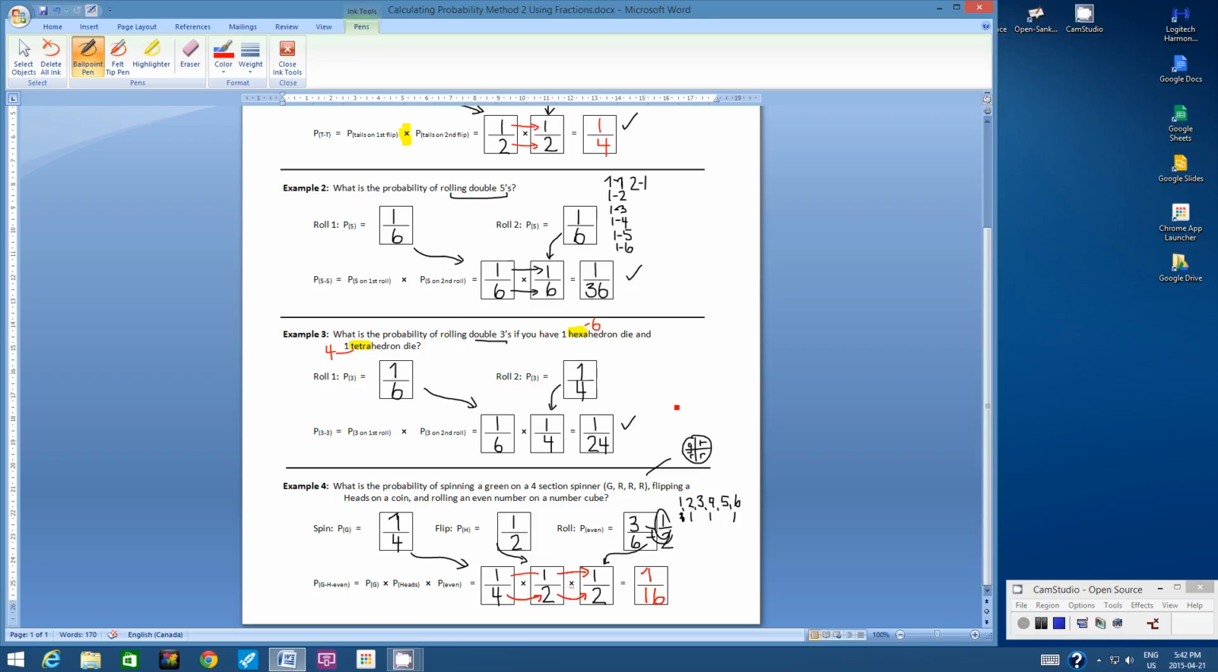So hopefully, the whole point about using this technique is it's supposed to be faster. And that way you can avoid listing all of the possible outcomes.